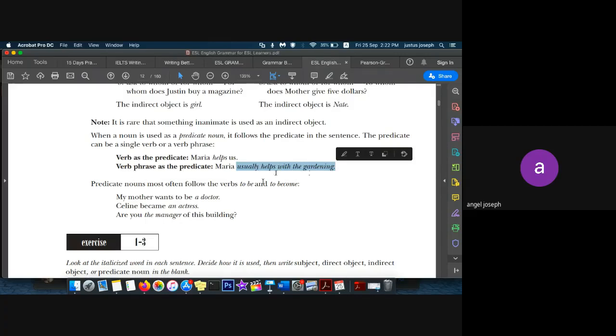This predicate can be broken down into even smaller things. Here, helps is the verb. The is an article. Gardening, what is gardening? Object. But is it a verb? Is it a noun? What is it? Verb. Okay. We are using it here as a verb. Great.